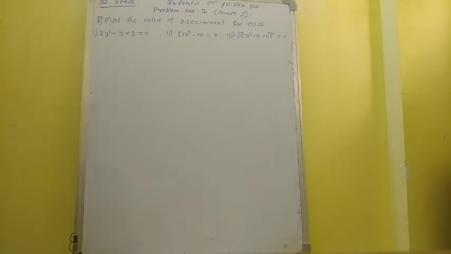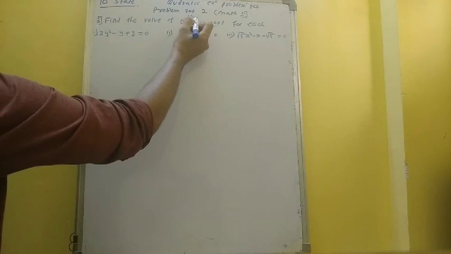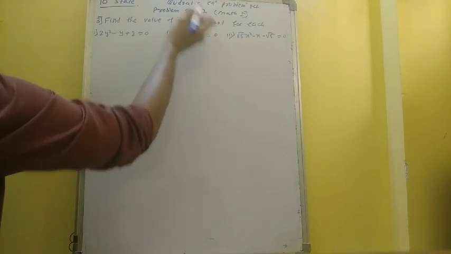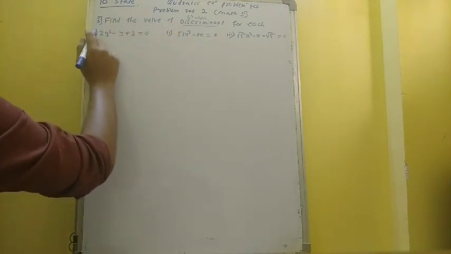Now in the third question, we need to find the value of the discriminant. Discriminant is nothing but b square minus 4ac. So let's start with the first one. Draw a line.